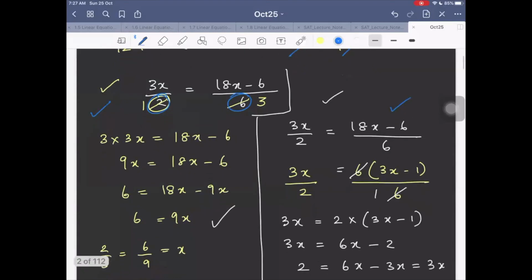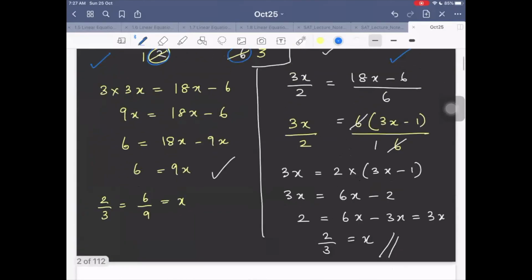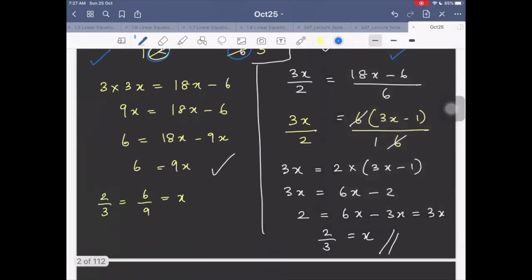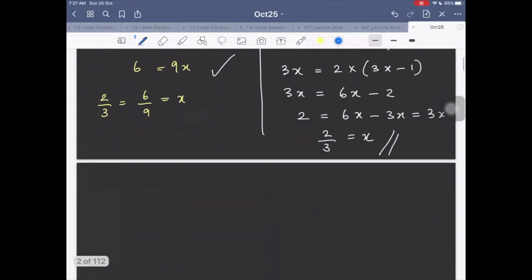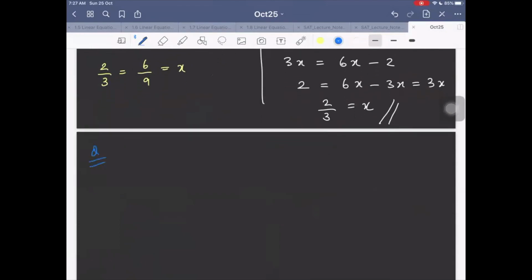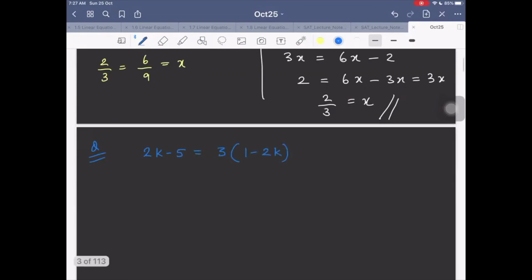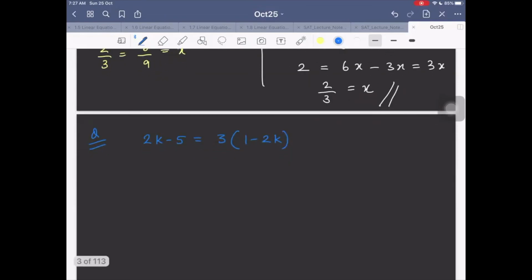Yeah, cool. So let's do 1 or 2 examples and then we'll move on to the problem sheet from the previous class. Let's do 1 or 2 problems. So just try this question. We have 2k minus 5 is equal to 3 into 1 minus 2k. I'll give you an easier question first. 5x minus 2 is equal to 3x plus 4.